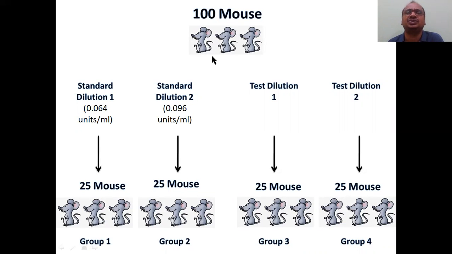See here, 100 mouse directly divided into 4 groups: group 1, group 2, group 3, group 4. 25 mouse each. Here it is not possible to show 25, that's why I showed only 3. 25, 25, 25, 25. Here there is no crossover design. Keep in mind only parallel design, because you are taking a number of animals. That's why one part is enough. Only parallel design can be performed. Okay, so here also same: standard solution low concentration, standard solution high concentration, test dilution low concentration, test dilution high concentration. Like that you can give it.